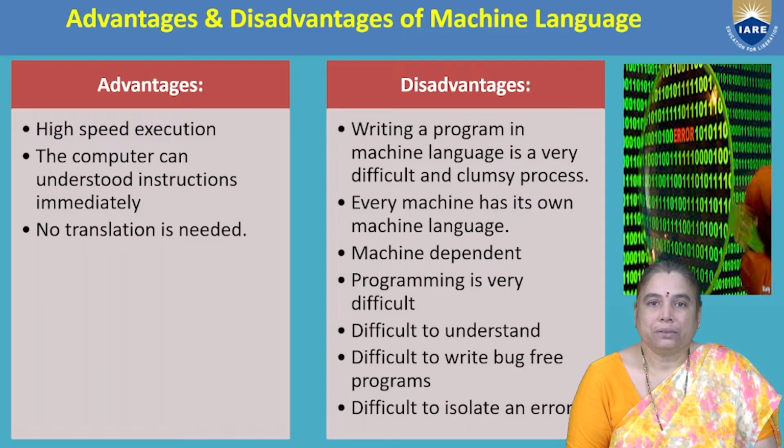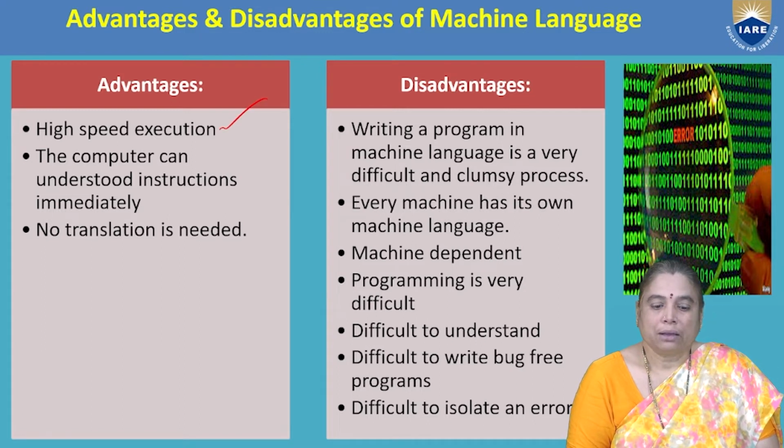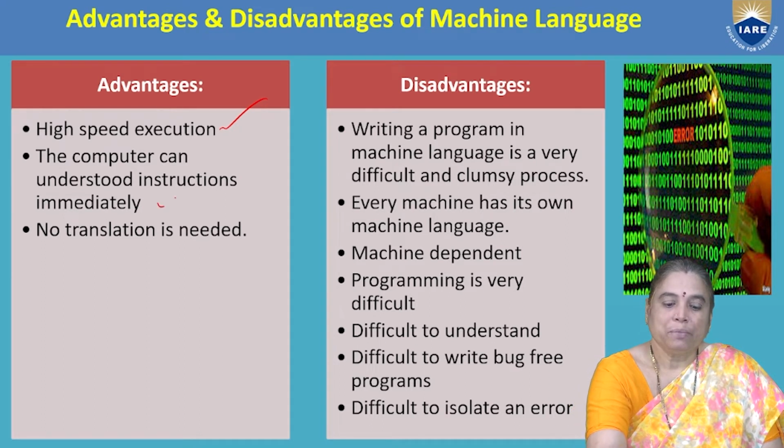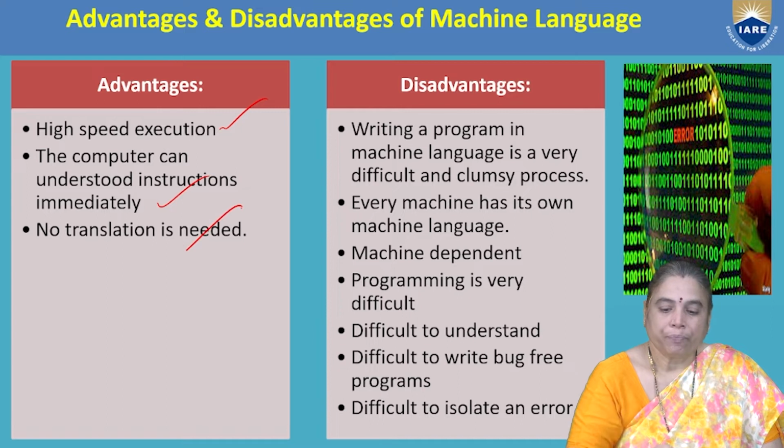What are the advantages and disadvantages of these low level languages? The low level language is very close to the hardware. The machine can quickly understand the binary data, so the speed of execution can be high in the case of machine language. The computer can understand instructions immediately, so no translation is required in the case of machine language.